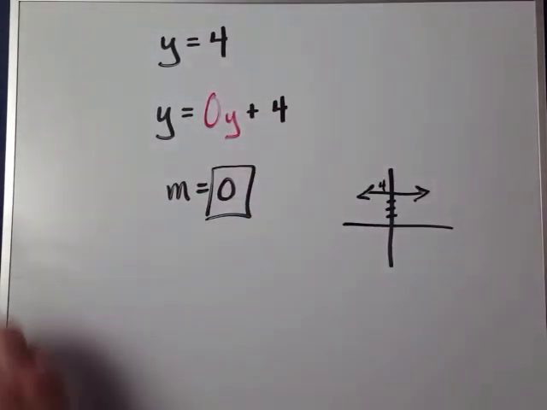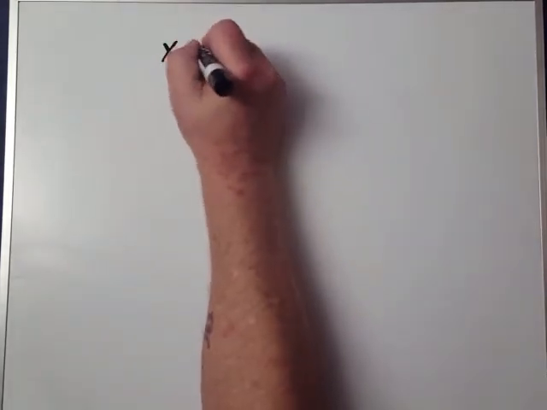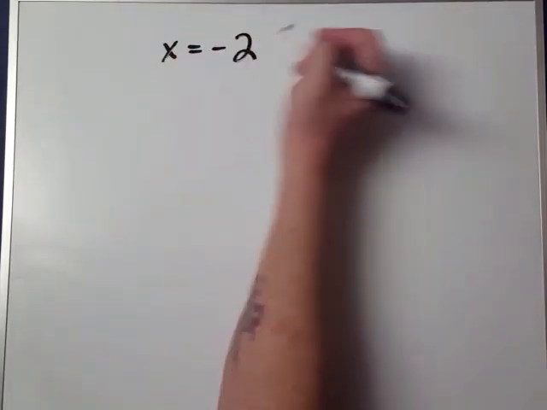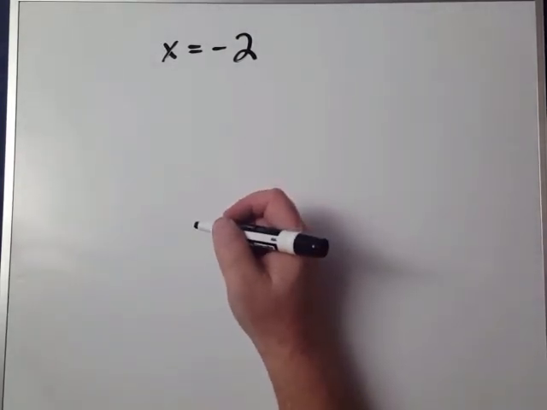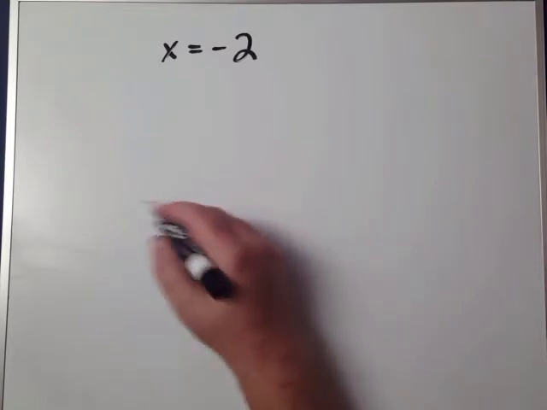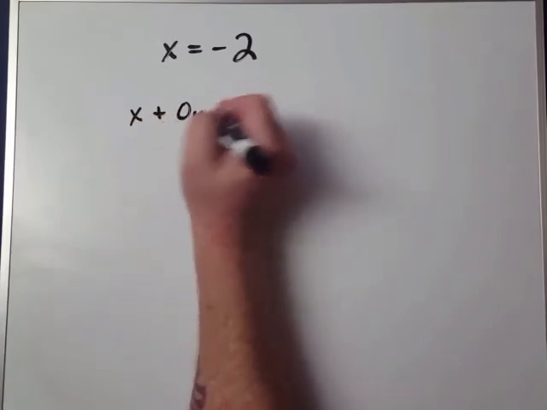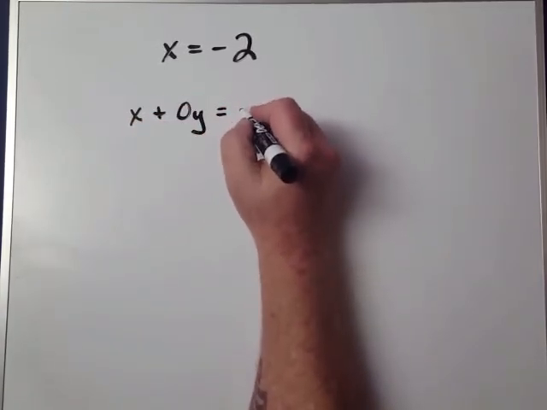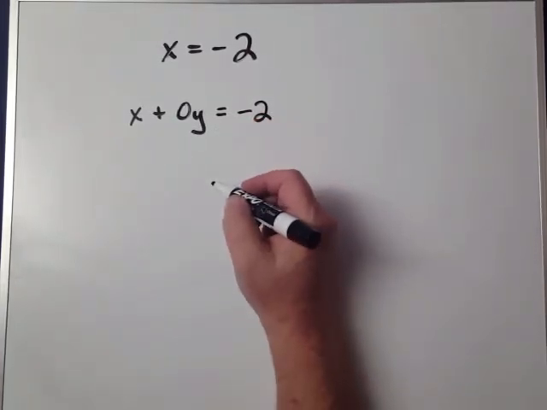What about number 56? Number 56, we have the equation x equals -2. All right, solve that for y. You can't. Well, I mean, you could try. You could say, well, that must be a 0y. Since I can't see the y term, must be a 0y.